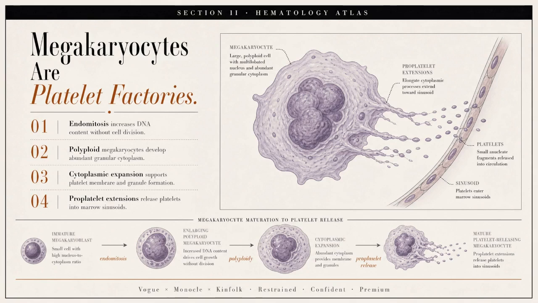It also explains why marrow evaluation is important in thrombocytopenia. The megakaryocyte is therefore not just a cell to identify. It is the production unit behind platelet number and quality. And these platelets, though small, are quite complex.